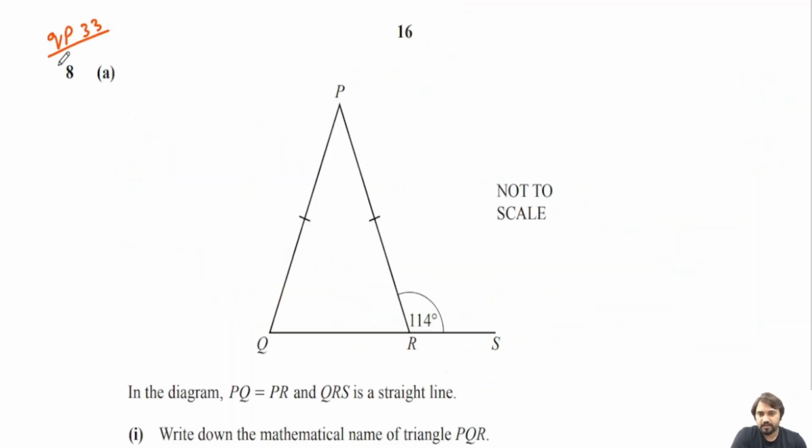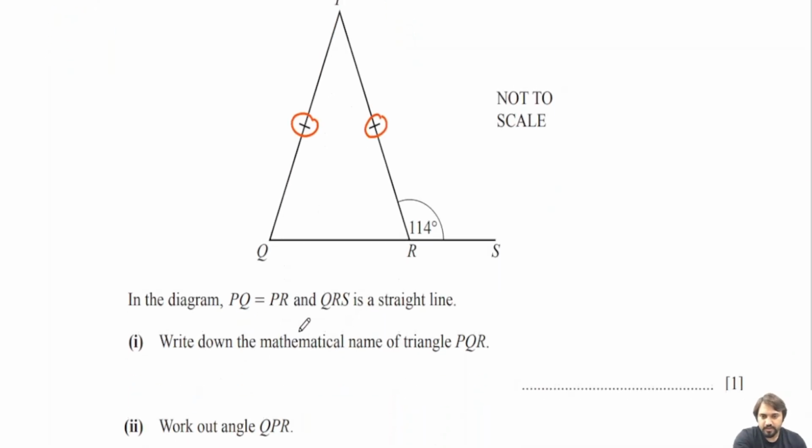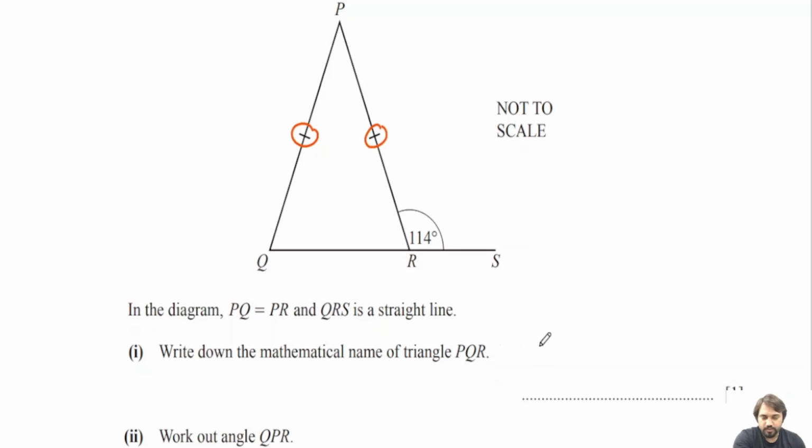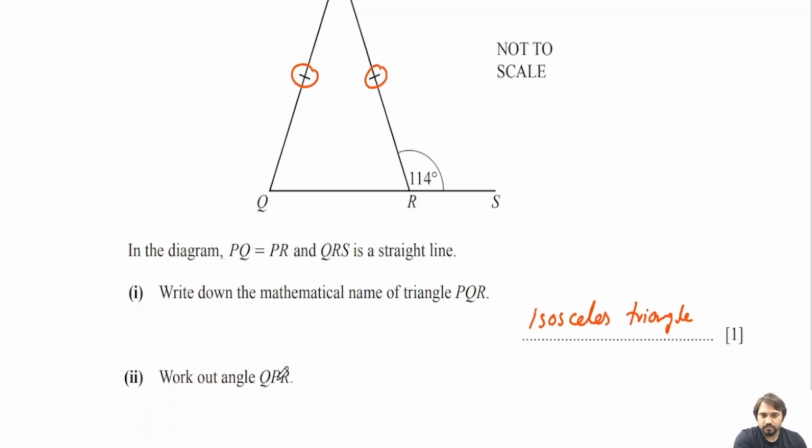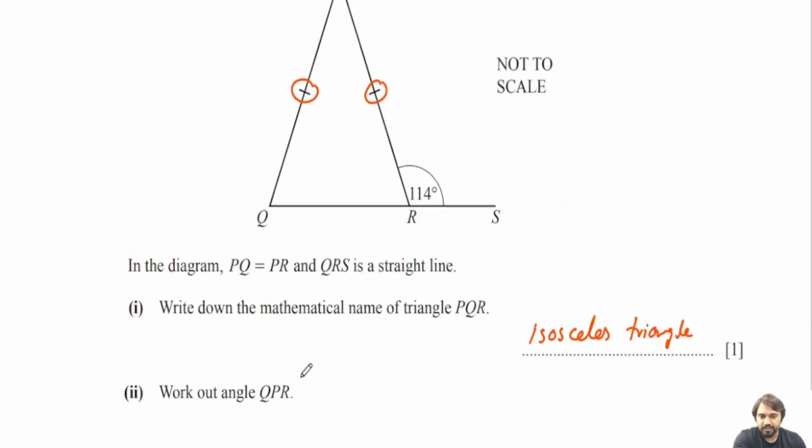Now next is question 8 of the same question paper, paper 3, and the variant is 3. We have a triangle and we can see this triangle is an isosceles triangle. In the diagram, PQ is equal to PR and QRS is a straight line. In part 1, write down the mathematical name of the triangle PQR. I have just told you, isosceles triangle, because two sides are equal. Now part 2 is work out the angle QPR.